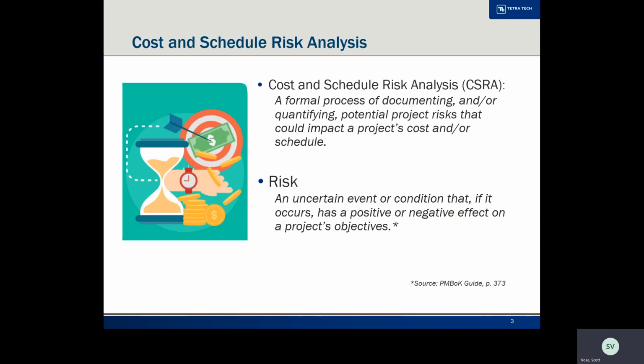So our starting point is a definition of the cost and schedule risk analysis. It is a formal process of documenting and/or quantifying potential project risks that could impact a project's costs and/or schedule. In our definition here, we should also discuss risk in terms of the CSRA process, and risk is defined as an uncertain event or condition that, if it occurs, has a positive or negative effect on a project's objectives.